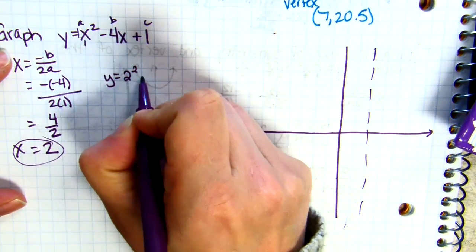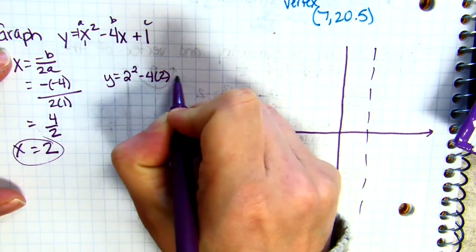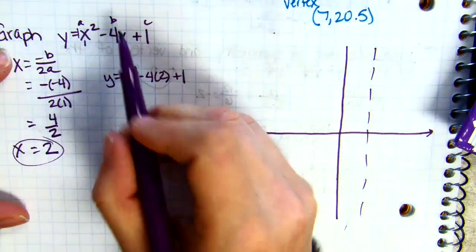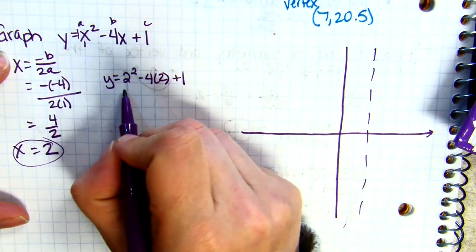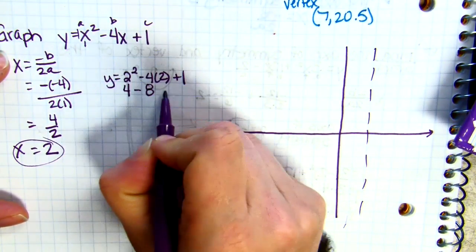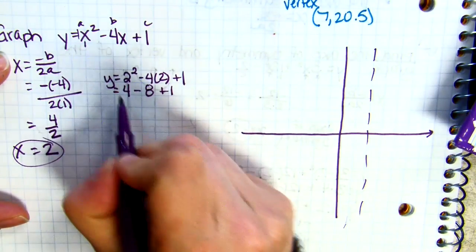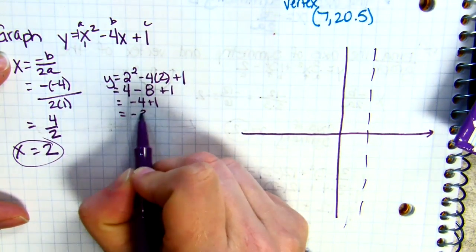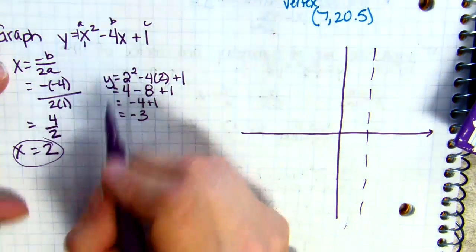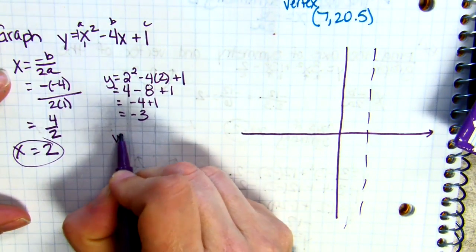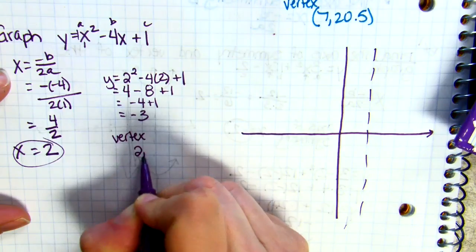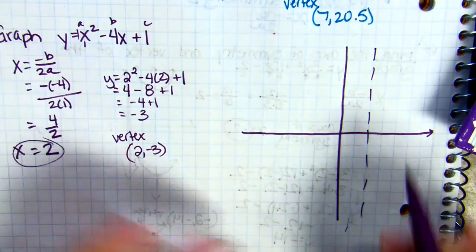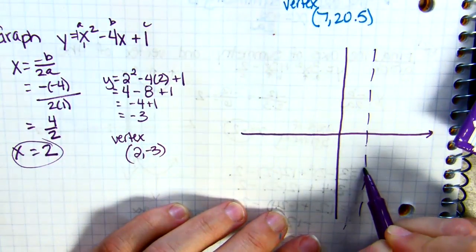So 2 squared minus 4 times 2 plus 1. This is going to give me the y coordinate for my vertex. 4 minus 8 plus 1. 4 minus 8 is negative 4 plus 1 gives me negative 3. So my vertex is going to be at the point 2, negative 3.